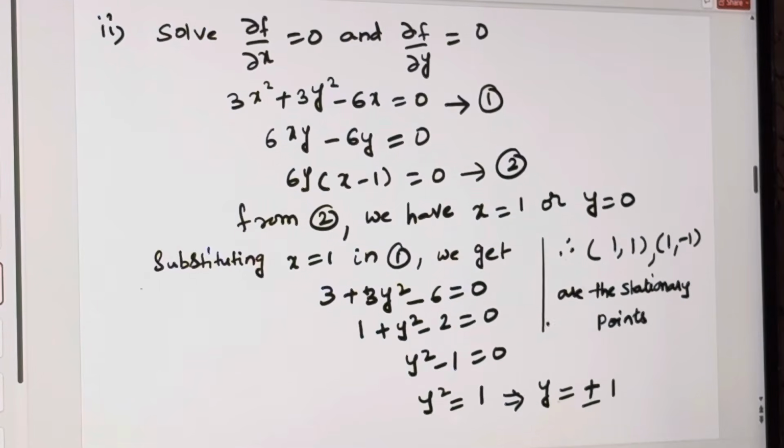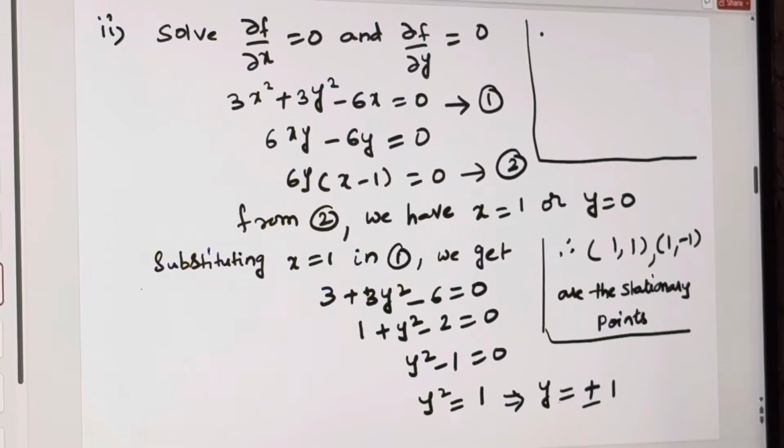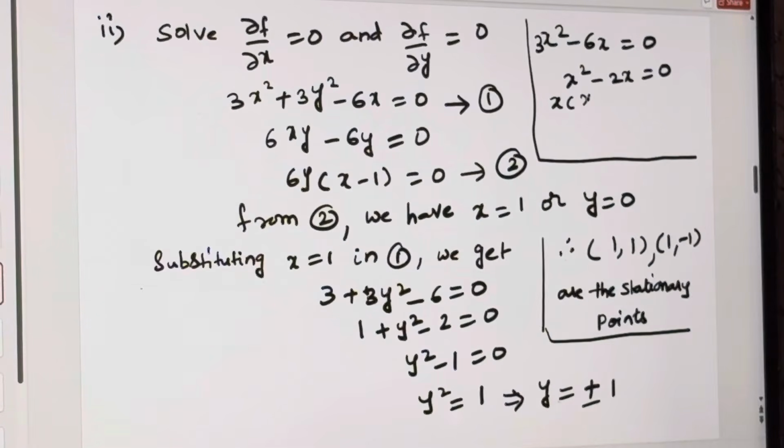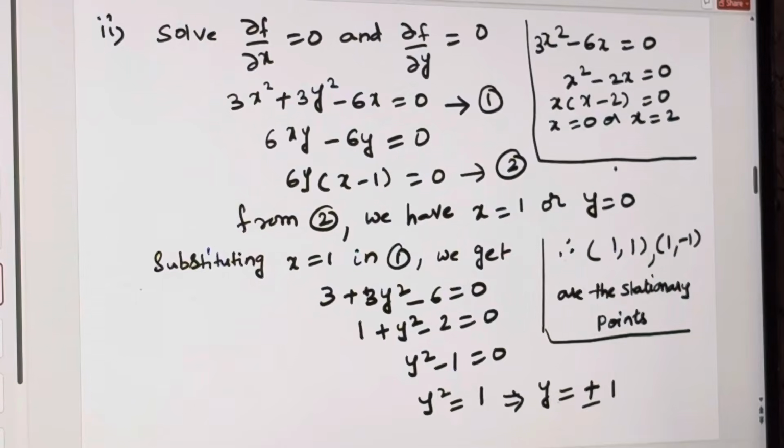Similarly, if you observe, what is the next one? You have to put y is equal to 0. If you put the value of y as 0 in equation 1, what is the answer which you will be getting here? So you will be getting 3x square minus 6x is equal to 0, which you can write as x square minus 2x is equal to 0. This is nothing but x into (x minus 2) is 0, meaning x is equal to 0 or x is equal to 2 you are getting. What do you mean by this, students? Whenever you are substituting the value of y is equal to 0, your x is equal to 0 you got and x is equal to 2 you got. Therefore, what are the stationary points? You got x is 0 and y is 0, and x is 2 and y is 0. These are nothing but your stationary points.